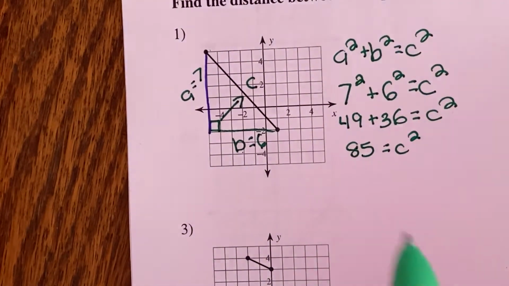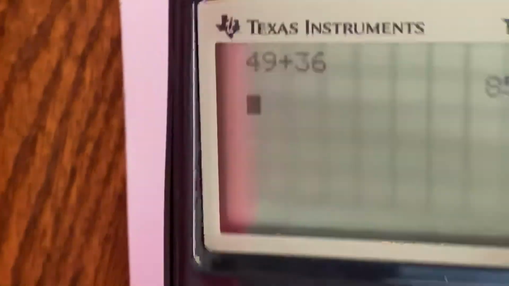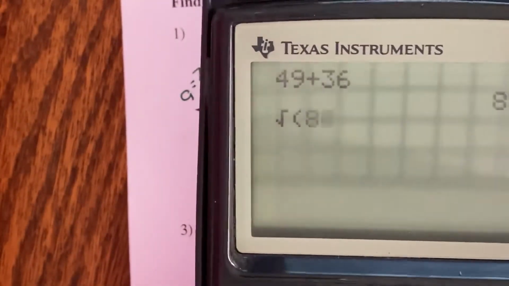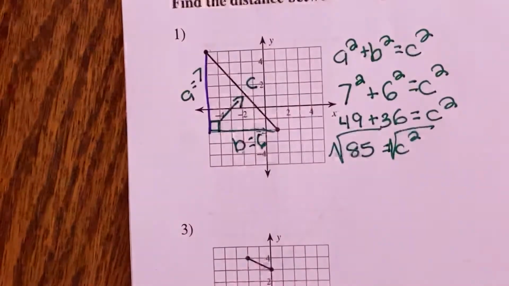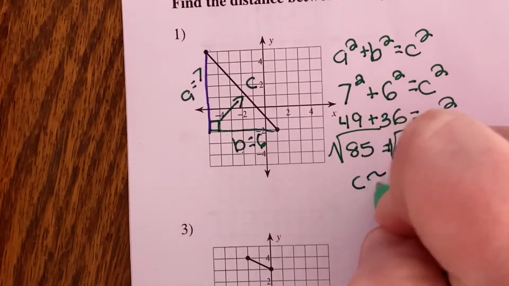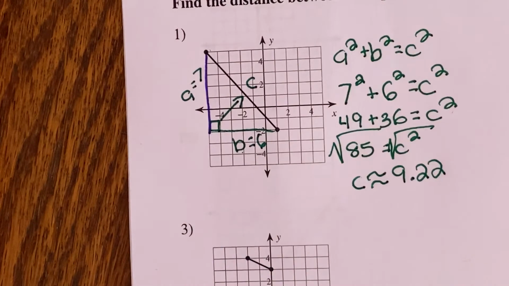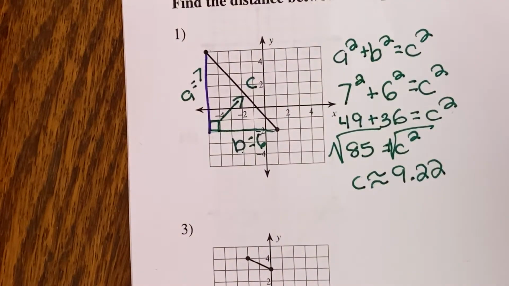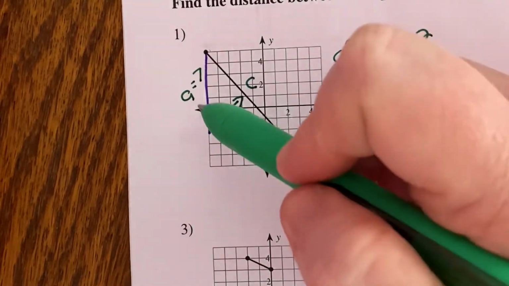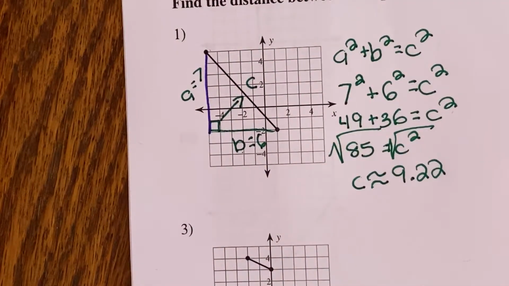And we have to get rid of this exponent, so we're going to take the square root of both sides. I'm going to say the square root of 85. It's going to be approximately 9.22. So C is going to be approximately 9.22 units, okay? So there's one more example of just how we can solve that on the coordinate plane. You're going to have to draw in some lines and make it a right triangle. That way we have both of our legs and we're going to be solving for our hypotenuse there for C.